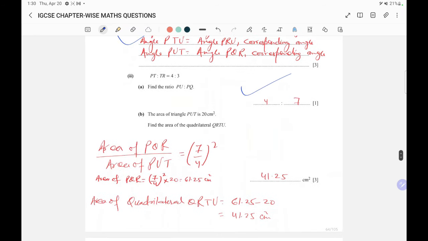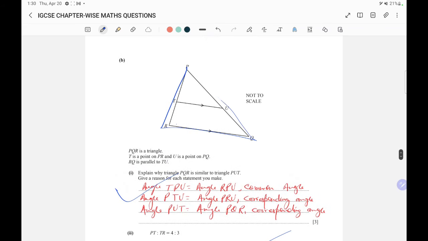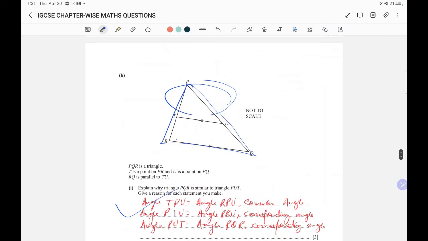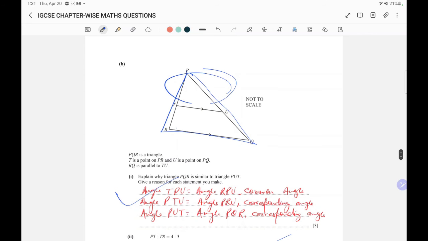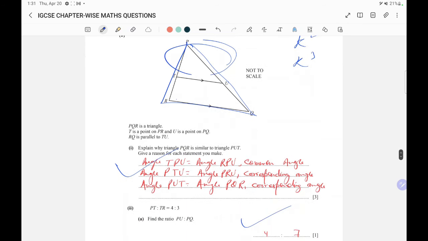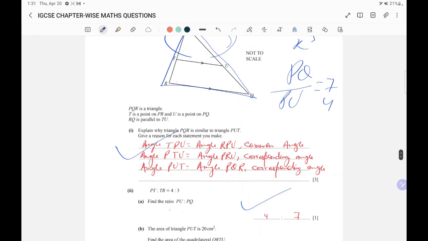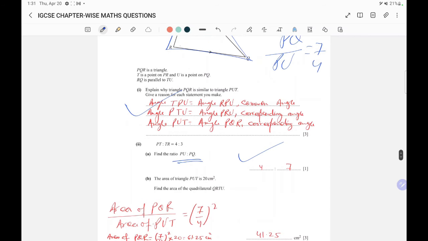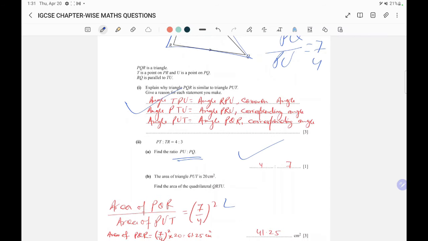Okay, so now area of the triangle PQR over area of the triangle PTU is (7/4) whole square, because we know that length ratio is K, area ratio is K square, volume ratio is K cube, right? So PQ over PU is 7/4. Because this is PU over PQ, but I found PQ over PU, that is 7/4. That's fine. Now area of the larger triangle, that's PQR over PUT, that's K squared, so (7/2) whole square.